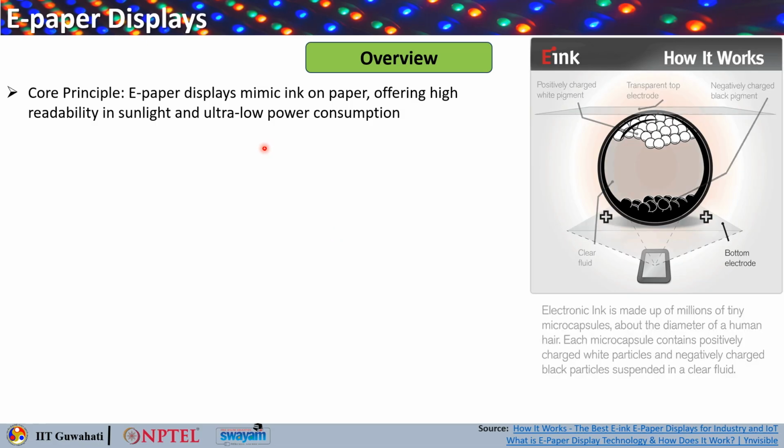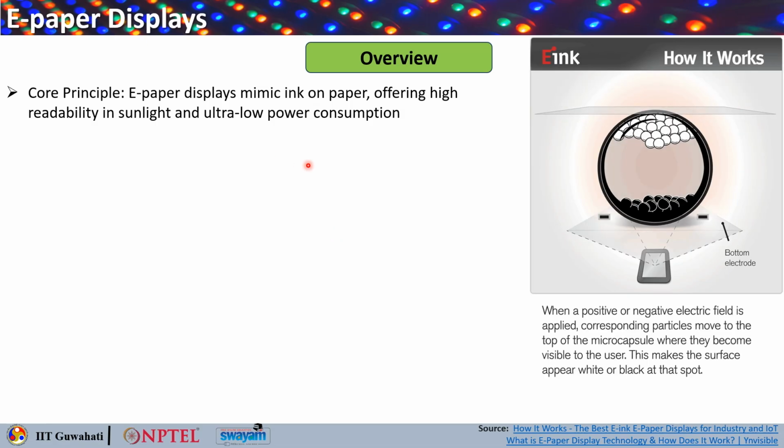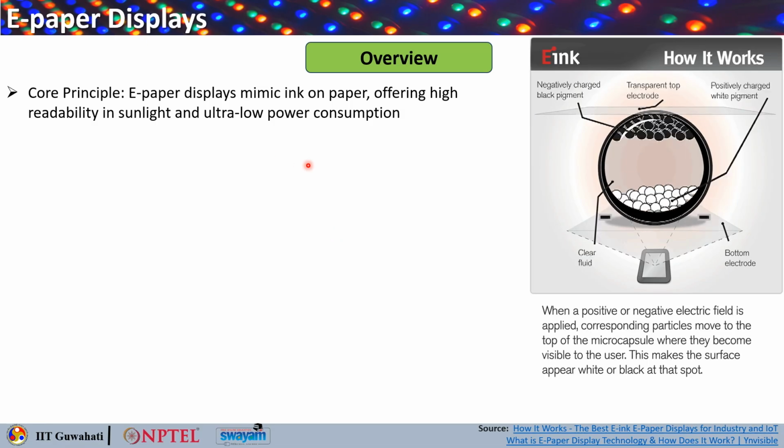Now we move on to another technology which is called e-paper displays, which are like electronic paper. You might have seen people using Kindle or any other similar devices for reading text or novels, e-novels. This is where e-paper displays come into the picture. So, what is the core technology here? The e-paper display basically mimics ink on paper, offering high readability in sunlight and low power consumption.